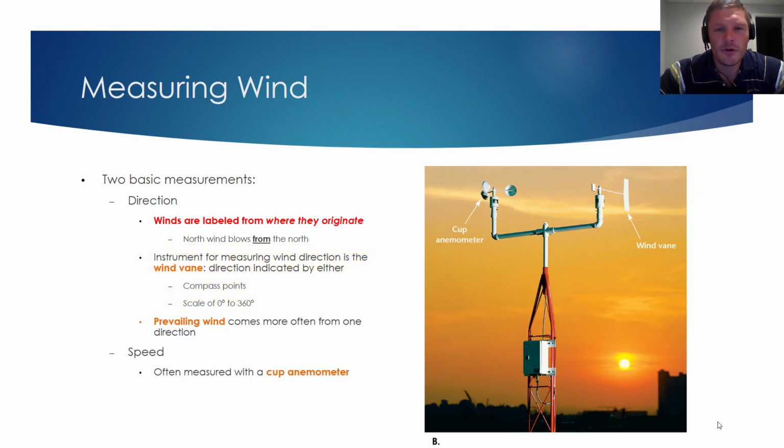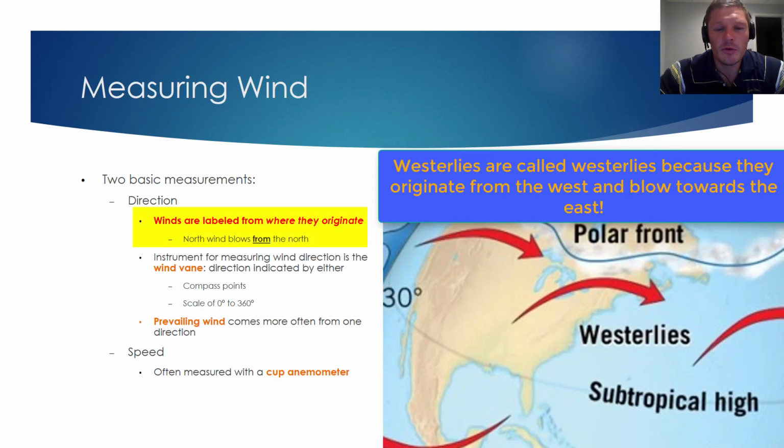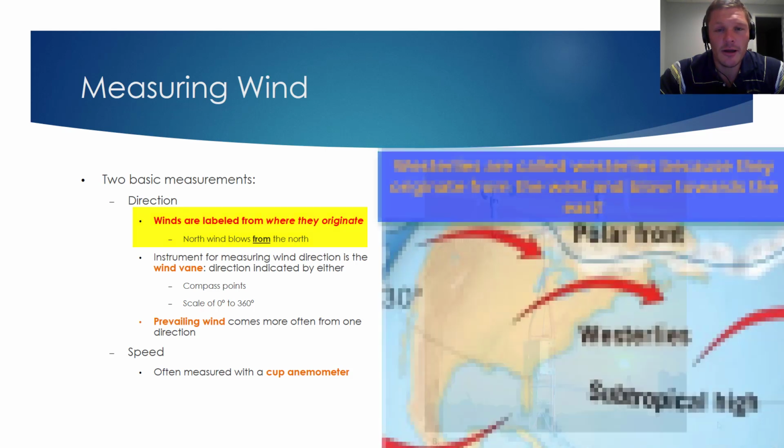I know I've hinted at this in previous videos, but winds will be labeled from where they originate. So a northern wind will blow from the north, a southern wind will blow from the south, and so on.